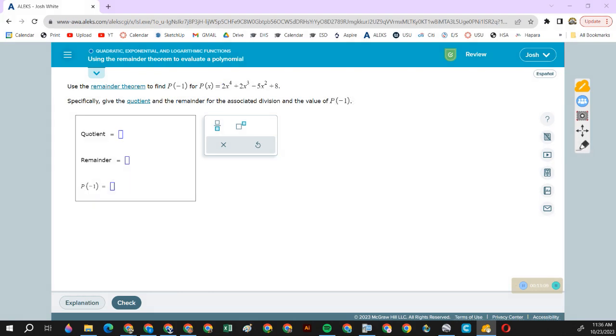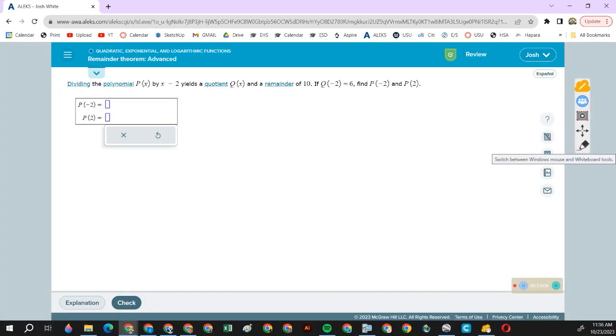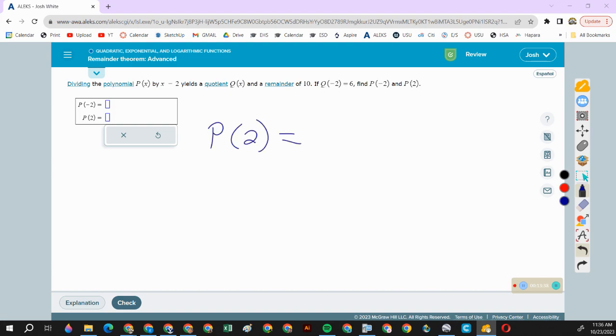All right. And lastly, dividing the polynomial p of x by x minus 2 yields a quotient and a remainder of 10. If you plug negative 2 into the function and get 6, find p of negative 2 and p of 2. So p of 2 is going to be what?